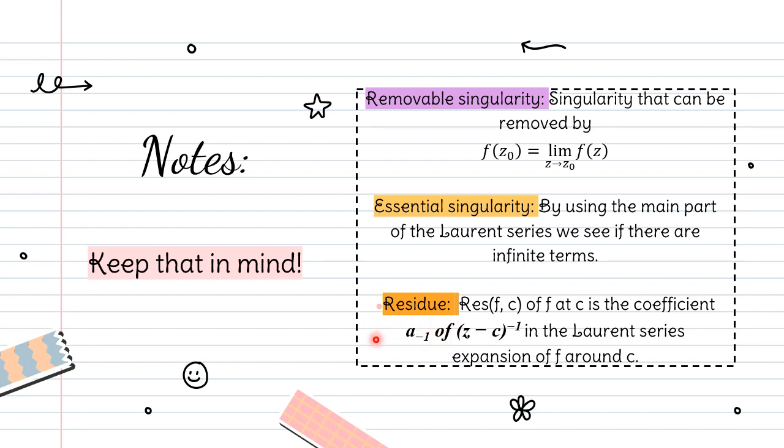This is basically the way we represent our residue, and it is there in the Laurent series, the coefficient of (z minus c) elevated to -1. This is basically the center of it in the Laurent series expansion of f around c.